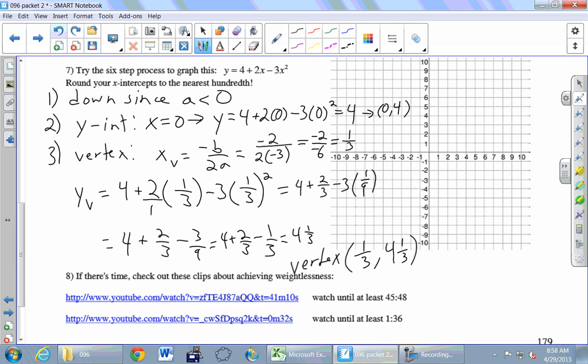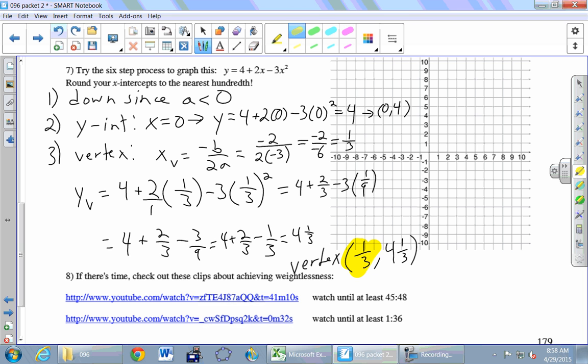So finding the vertex is some work, there's no question. And that is the final answer for the vertex. We still have a little bit more to do on this one, but the vertex is a big piece. Okay, we are going to plot that vertex.